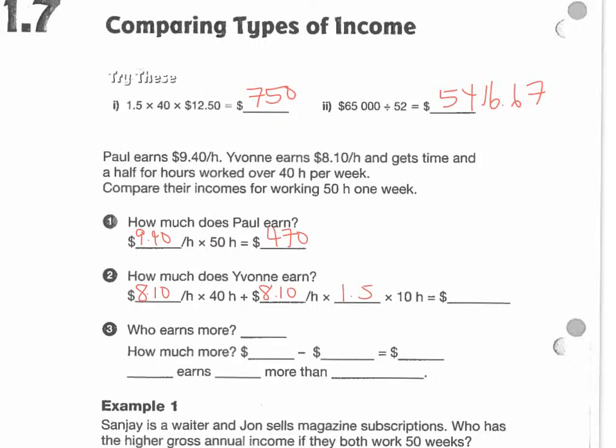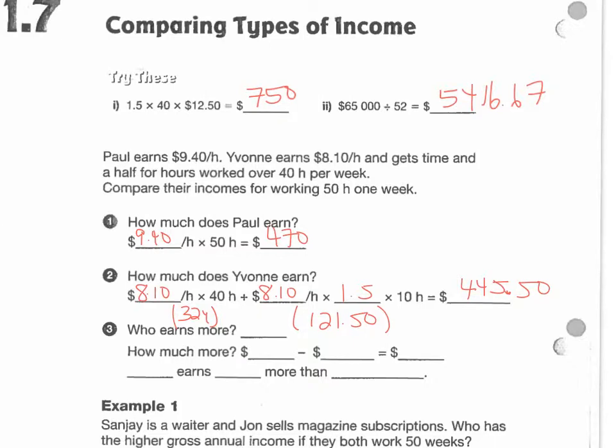So we got $8.10 times 40. So this part here equals 324. And then we need to figure out 8.10 times 1.5 times 10, and this part here equals $121.50. So altogether, she earns $445.50. So who earns more?